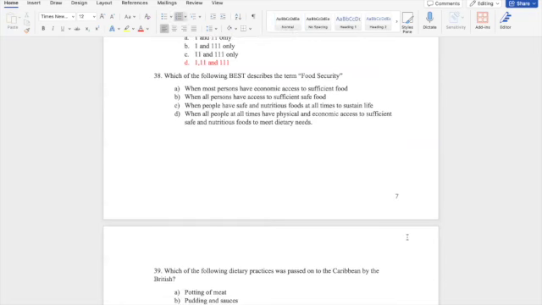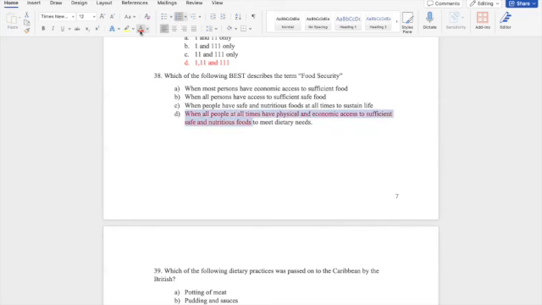Almost there. Which of the following best describe food security? I think I have the question before. But anyway, when people at all times have physical and economic access to sufficient, safe, and nutritional food. So we go with that one.